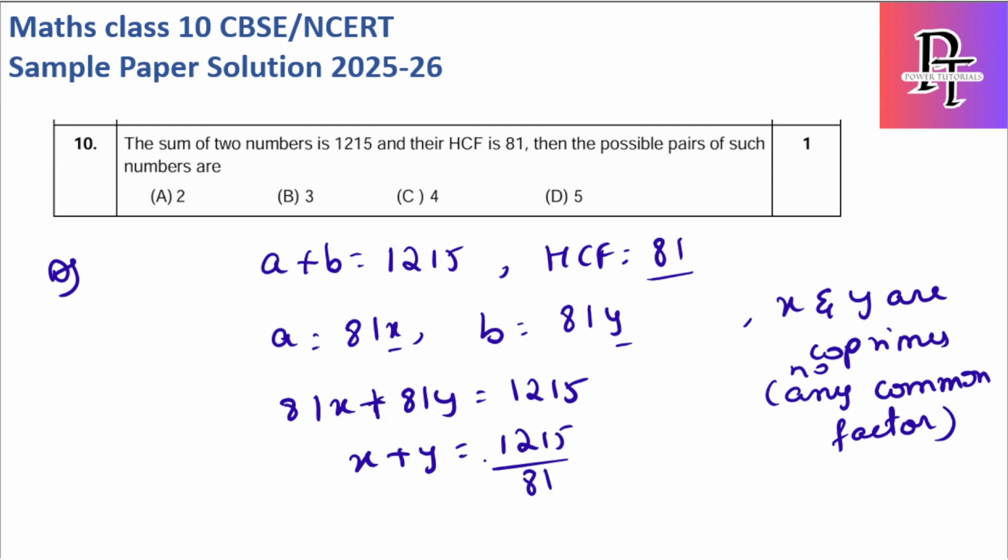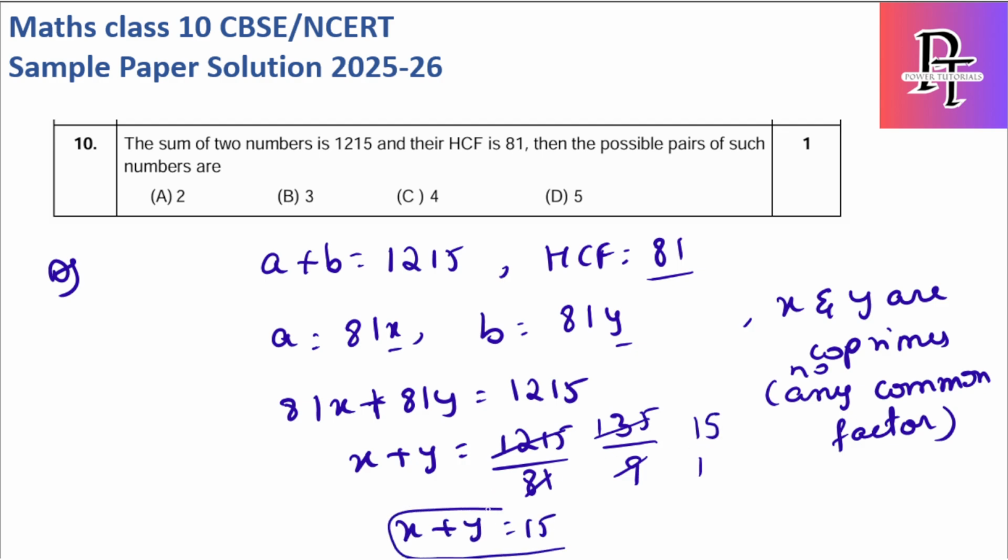So let's divide by 9. 9 9s are 81. 9 1s are 9. 9 3s are 27. 9 5s are 45. Again by 9. 9 1s are 9, then 9 5s are 45. So the x plus y value I got is 15.